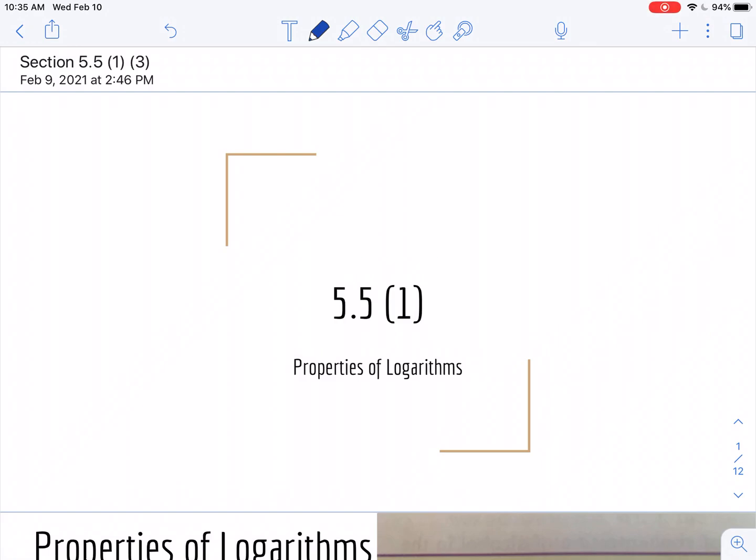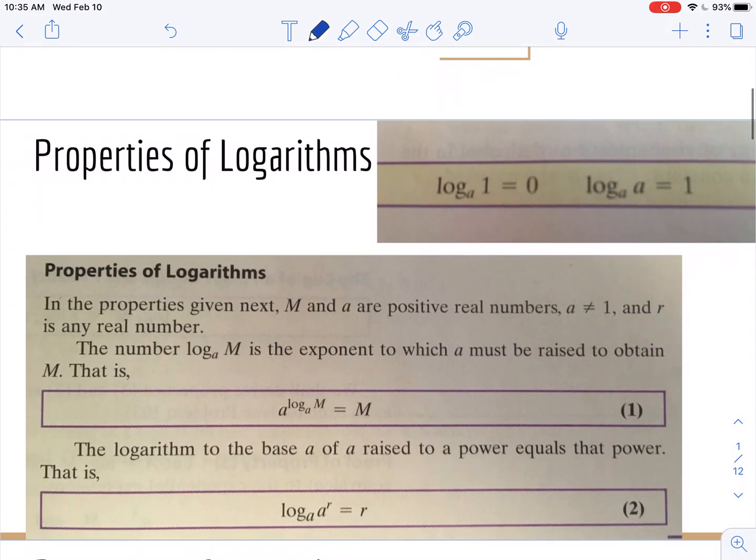These are the 5.5 part 1 notes, and we're going to start looking at some properties of logarithms. So, the first couple properties we want to look at is that the log base a of 1 is equal to 0, and the log base a of a is equal to 1, and this matters for any number.